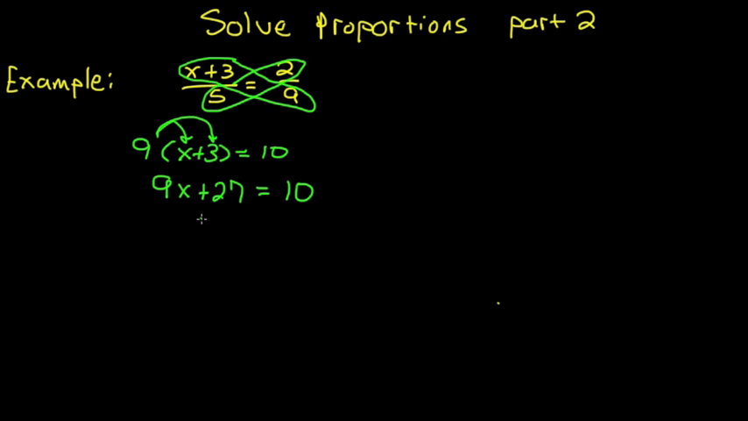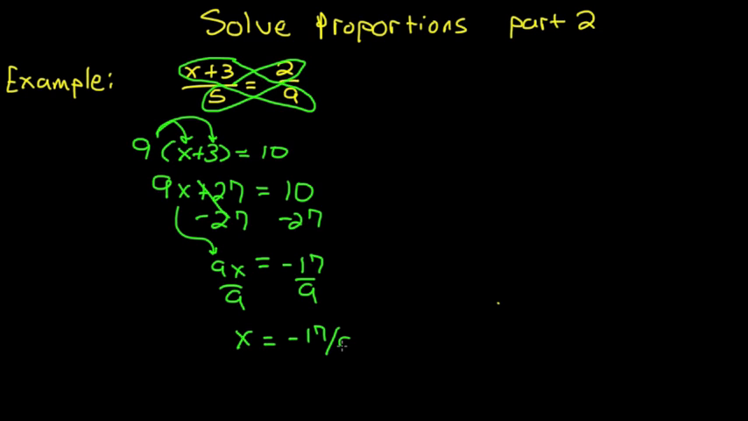We're going to get rid of that plus 27 by subtracting 27 from both sides. That's going to give us 10 minus 27, which is negative 17. And we can bring down our 9x. We still need to get x by itself, so we divide both sides by 9. And you get your final answer as negative 17 over 9. Here's one for you to try.